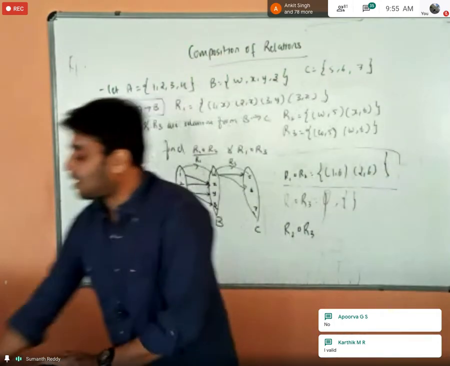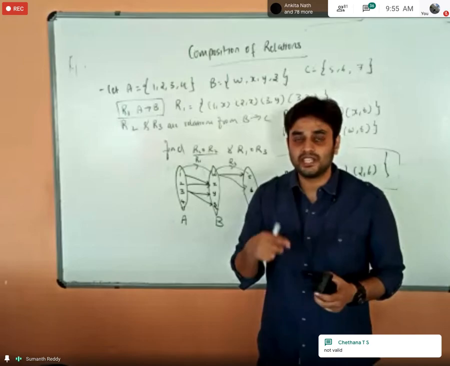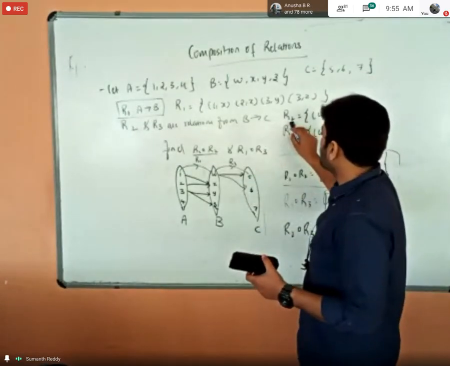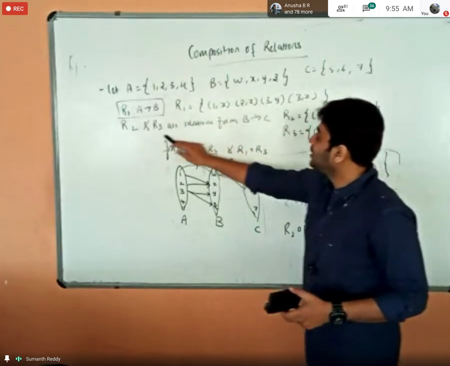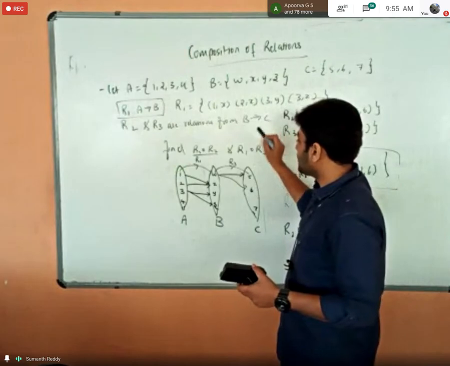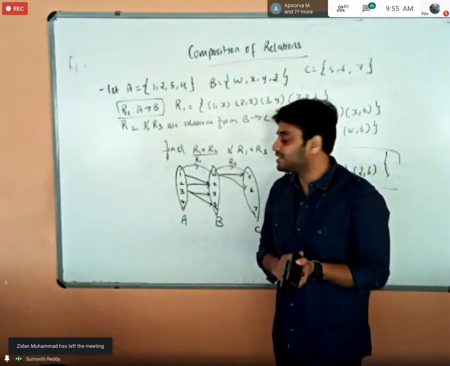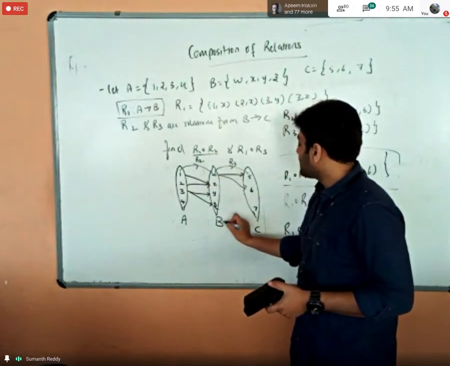No, this R2, I told you, right? Before you solve the problem, the very first thing you have to see is the relation is from which set to which set. When you see the relation R2, it is from B to C. I told you, right? So this relation R2 and R3 both are the relations from B to C. Okay, so first of all, how can you represent that in the form of an arrow diagram? Is it possible? Because if you see R2, it is from B to C. Again, it will be from B to C.